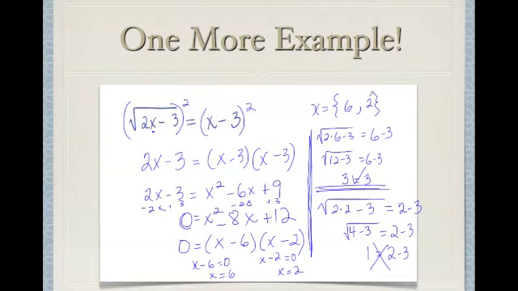So 2 is not one of our solutions, and that's called an extraneous solution. In other words, it's a solution where we did all the right math. We didn't do anything wrong. It's just it doesn't work. And you'll find that that occurs often when you have radicals involved.